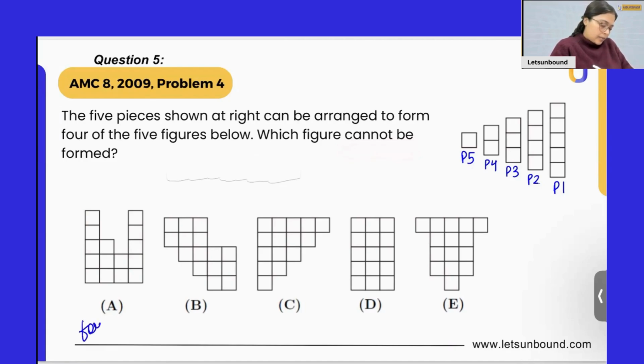A can be formed. And how did we do that? This was P1, this was P2, along with P5, and then we have P3, and then we have P4, right? So we covered all the pieces and we formed A. Similarly, please check for all of them. Which one won't be formed? Think, think, think.